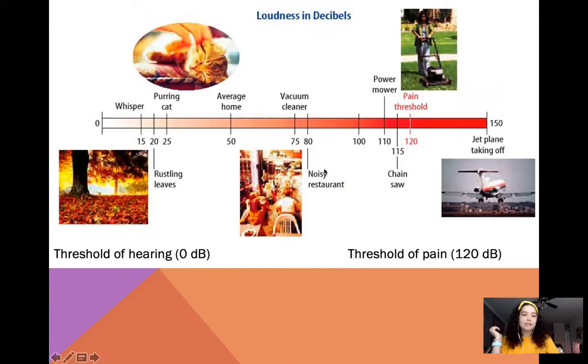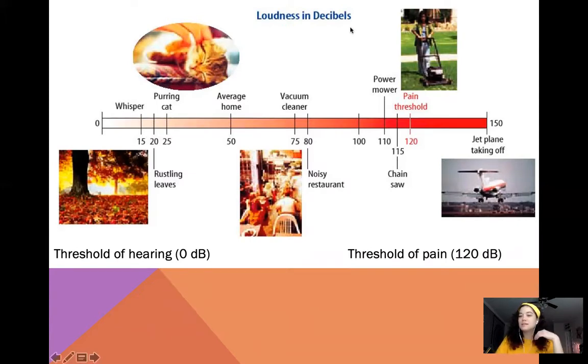So looking at this, we've got rustling leaves at about 20 decibels, whereas a noisy restaurant is at about 80 decibels. And think about it, if you were to experience gentle rustling leaves as you walk down the sidewalk versus sitting in a noisy restaurant, which one's louder? Past 120, things are actually painful, and that's why we need to be really careful when we're blasting our music in our headphones. You can actually start to damage your ears, and that will cause this threshold of pain to get lower and lower and lower.